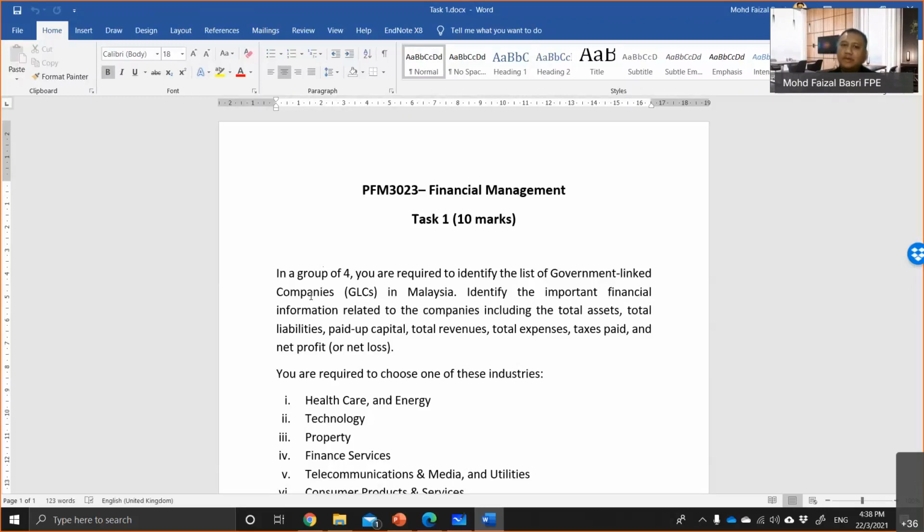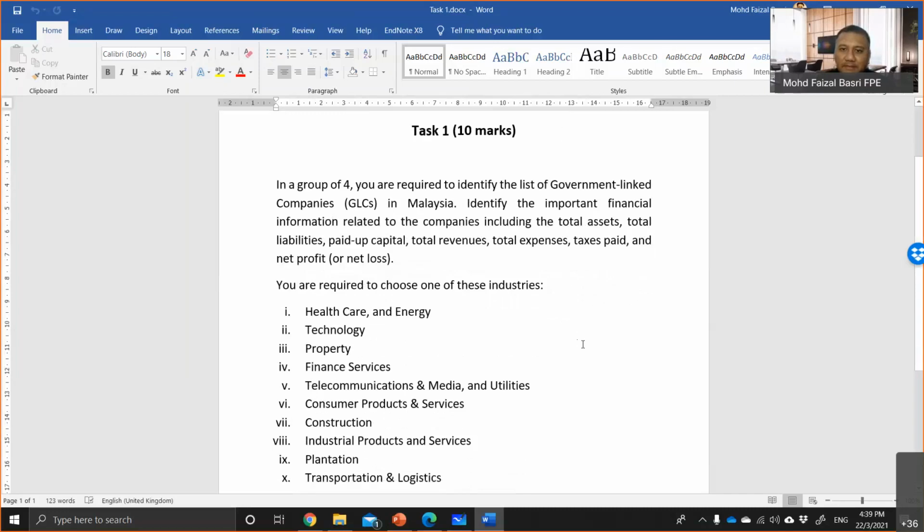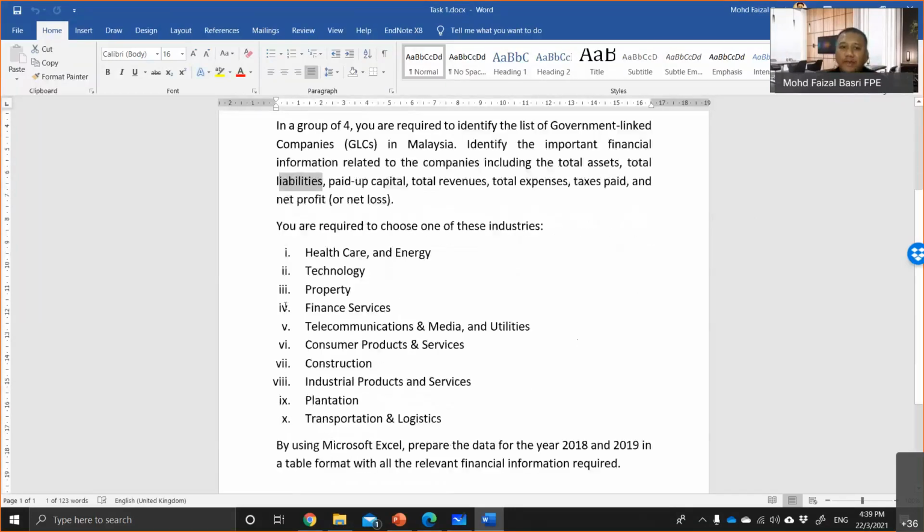The most common government linked companies would be companies like Petronas, for example, TM, for example. So what I want you to find from these companies is this information. I haven't put in numbers. The total assets, remember in the balance sheet there are total assets and total liabilities, and in equity you can find capital. Then in the income statement there are revenues, expenses, tax, and finally net profit. Simple.